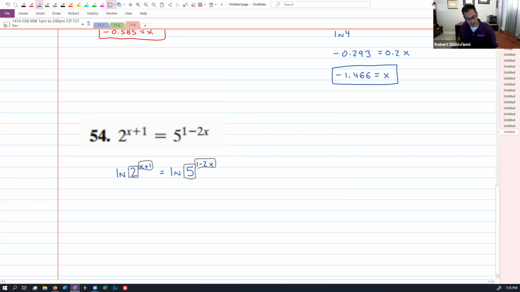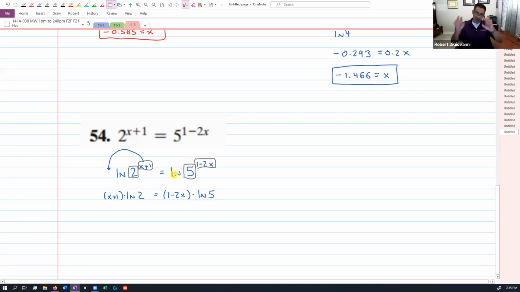So I can take that x plus 1 and drop the whole thing in front, but because it's two terms, I need it in parentheses. So I'm going to put (x plus 1) natural log of 2, and that's multiplication. Then on the other side, I can pull the 1 minus 2x out front, and then times natural log 5. All right, so we pulled these things out.